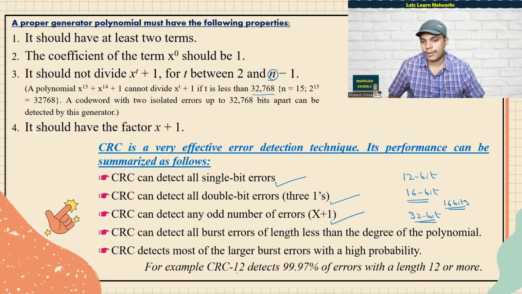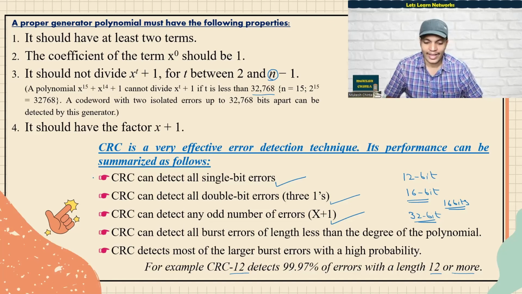If I am using CRC 12, that means I'm adding 12 redundant bits. It detects 99.97% of the errors with a length of 12 or more. So even if the burst error length exceeds the number of redundancy bits that I added, there is still a very high probability of detection. That is the reason CRC is widely used in LANs and WANs. Another good advantage of CRC is that it can be implemented easily and cheaply in hardware. Because it can be easily implemented in hardware, you can run it very, very fast.